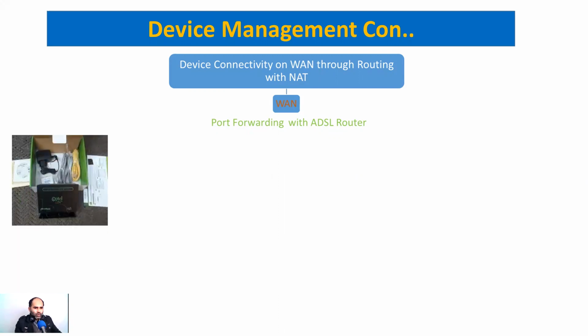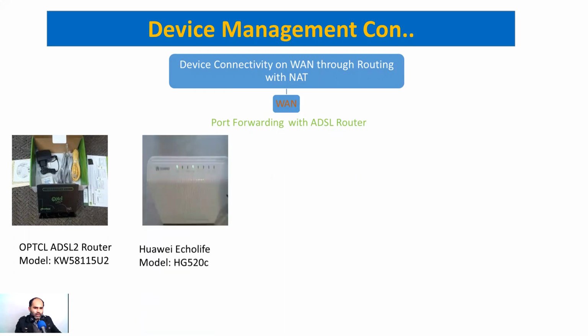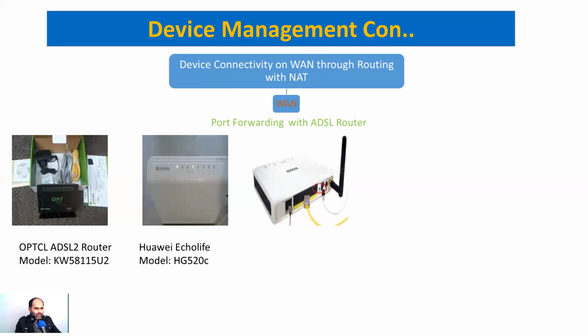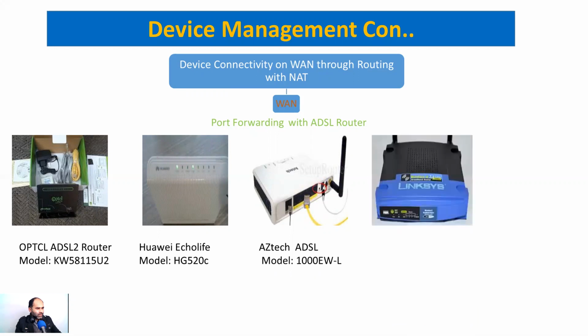The first one is the OPTCL. It's our local router, provided by the ISP, and its model is the OPTCL ADSL2 router. The other one is the Huawei, which is the Huawei EcoLife model HG520, and the third one is Aztec, with model 1000 EWL, and the fourth one is Linksys, which is a D-Link router, and you can see its model.